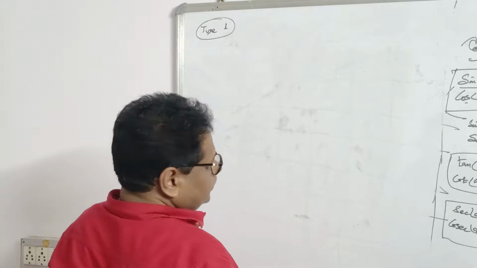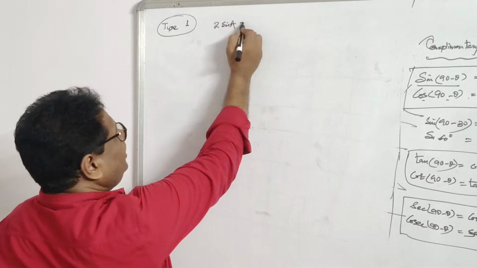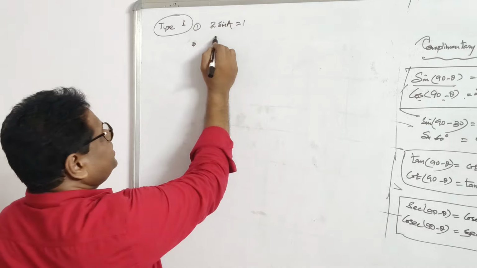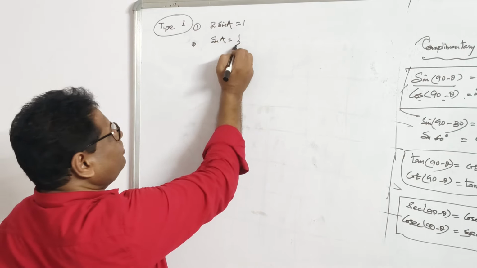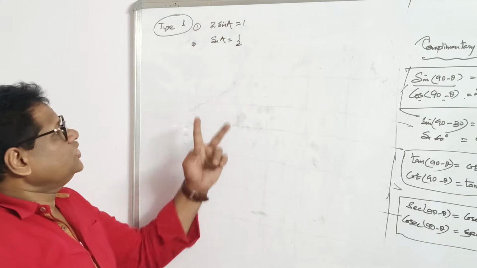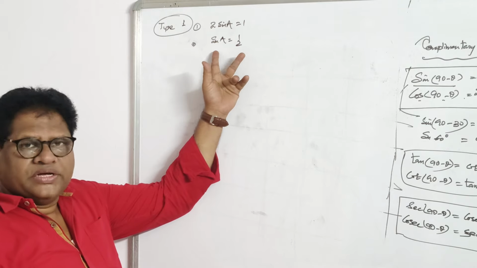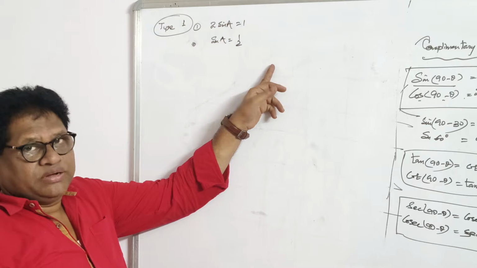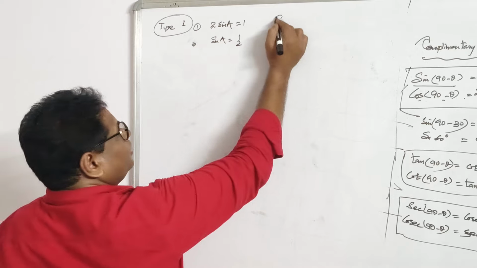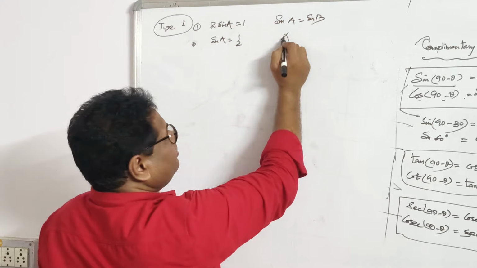We are taking a simple equation, that is 2 sine A equals 1. This can be written as sine A equals 1 by 2. Make sure when you are solving trigonometrical equations, both the sides, left hand side and right hand side, have the same trigonometrical ratio. If it is sine A equals sine B, then we can say A is equal to B. So make the equation in this form, sine A equals sine B, then you can equate A with B.